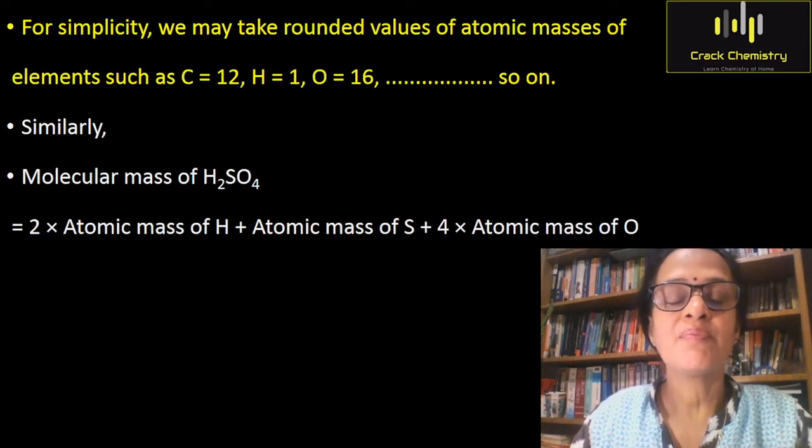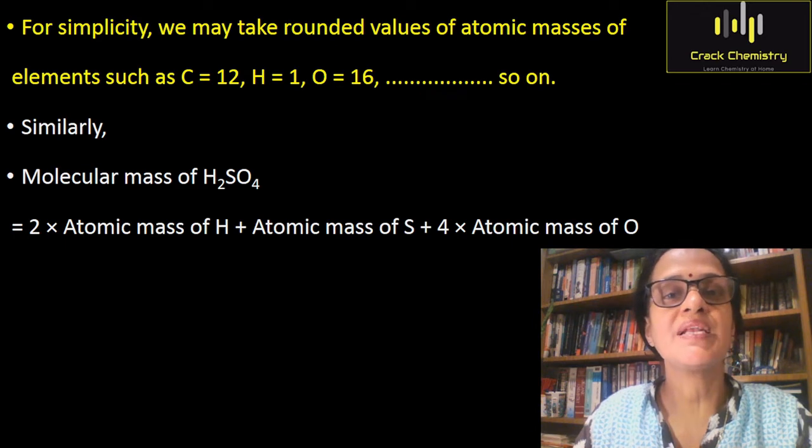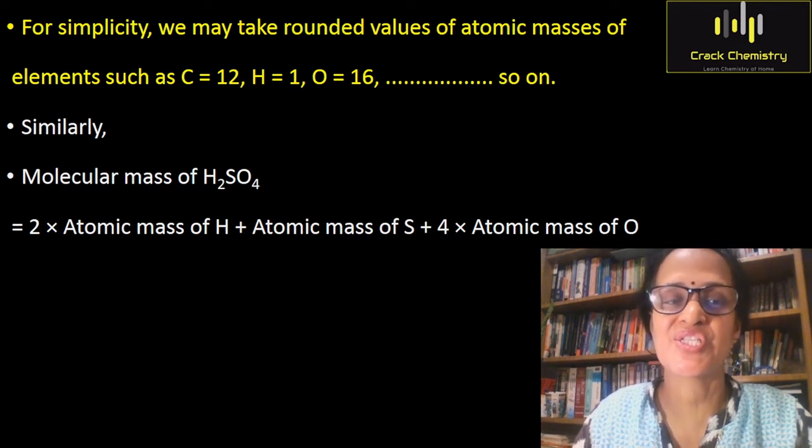Children, I want to make one point very clear at this stage, that for the sake of convenience, we can take the rounded values of atomic mass. For example, you know that atomic mass of carbon is 12.001 U, but we may take it as 12 for the sake of convenience. Similarly, atomic mass of hydrogen is 1.008, but we can take the approximate value as 1. Similarly, atomic mass of oxygen is 15.995, but we may take the approximate value as 16.